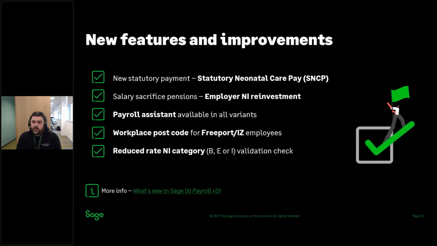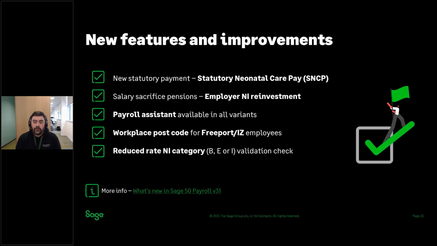So those are the two big ones, I would say. Other new features and improvements include the addition of Payroll Assistant into all variants of Sage 50 Payroll. It was previously a professional feature, but now you'll find that the health check option above your employee list has now changed to Payroll Assistant, so it gives a bit more enhanced functionality. You can read more about how that works on our help centre.